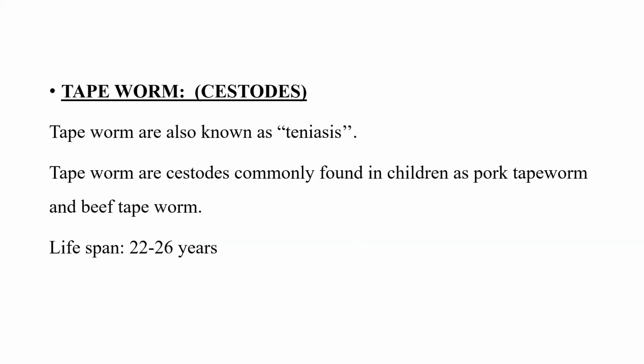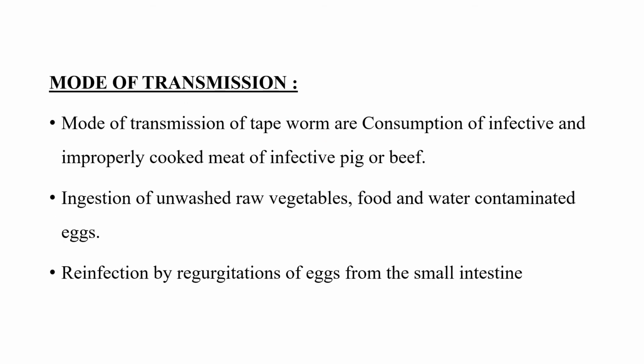Next, we are going to discuss the tapeworm. Okay, so tapeworm is also known as taeniasis. This is another name. Tapeworm we can usually find in pork or any kind of beef meat. So in that we can usually find the tapeworm. Once they enter our body, they can live around 22 to 26 years.